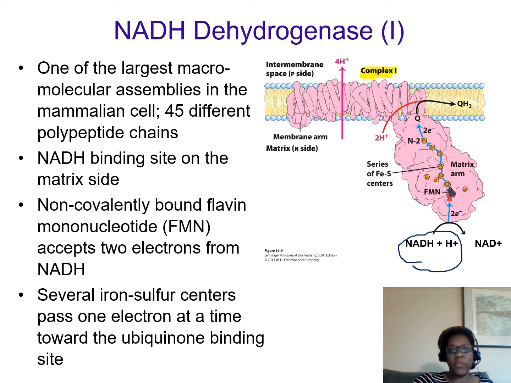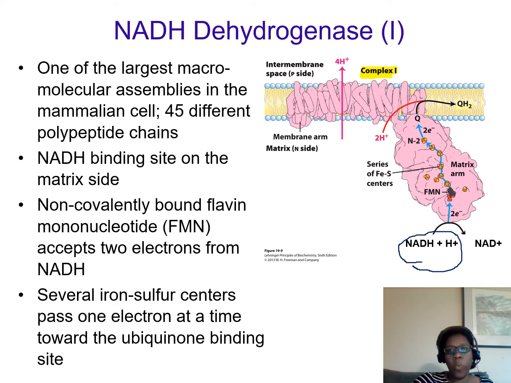It's going to take those electrons and transfer them. So what about complex 1? It's one of the largest macromolecular assemblies. It has 45 different polypeptide chains, and it kind of looks like an arm. So it's this big, huge complex. First, it's going to take the NADH and bind it on the matrix side, or the N side.